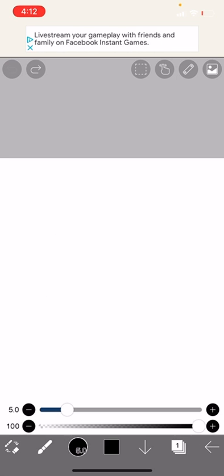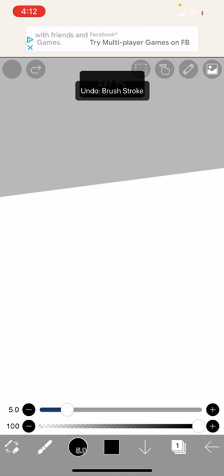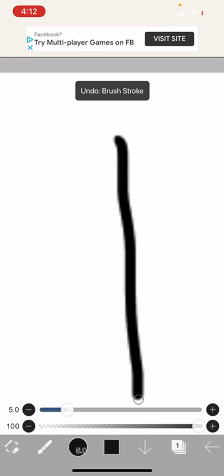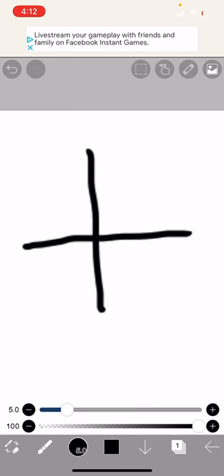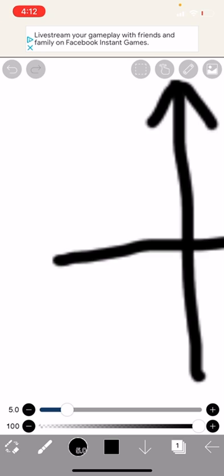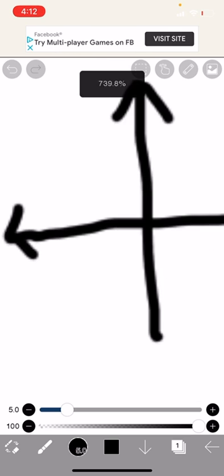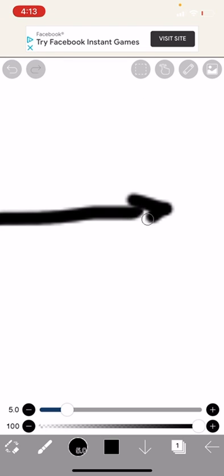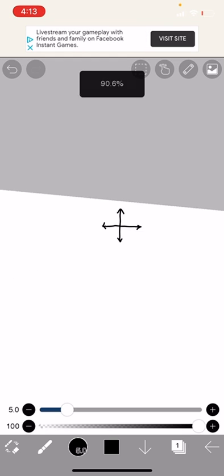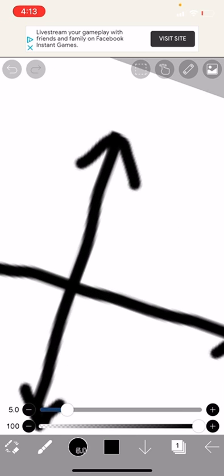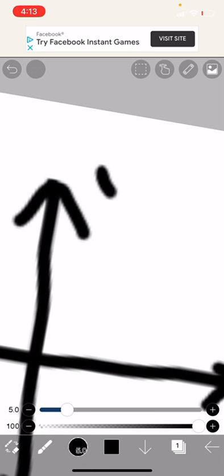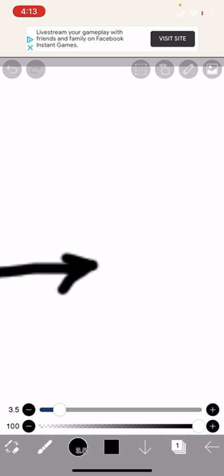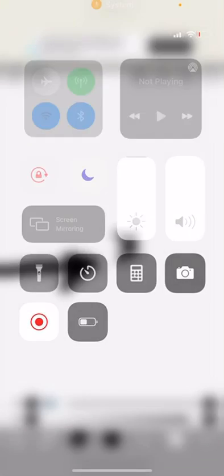Okay, domain and range. So here we are with domain and range. Let's just graph a function real quick. We'll graph something like this. Alright. This is going to be y. Let's make this a little bit smaller. So this is going to be y, and this is going to be x.